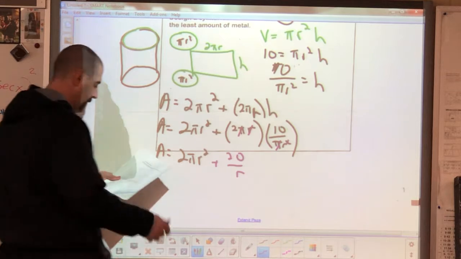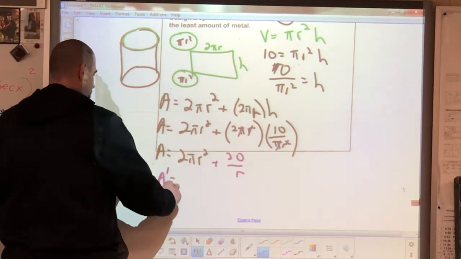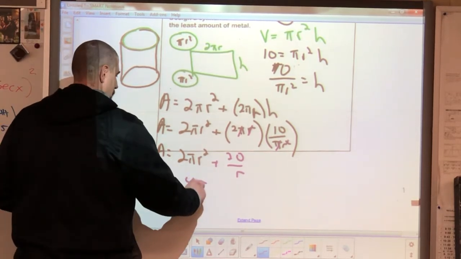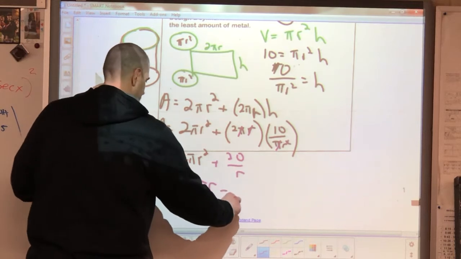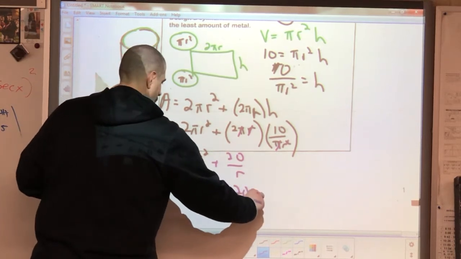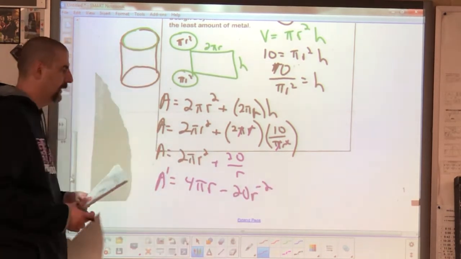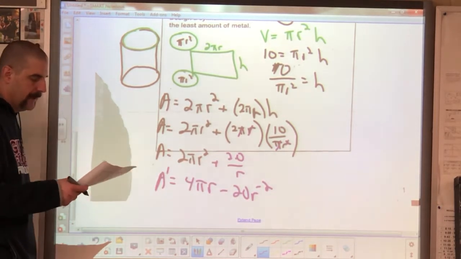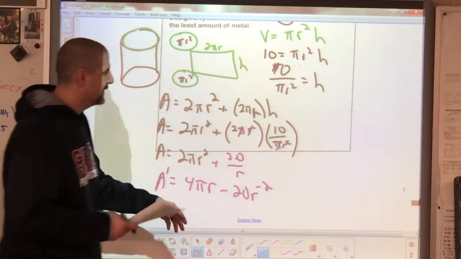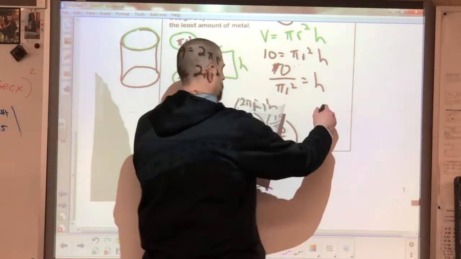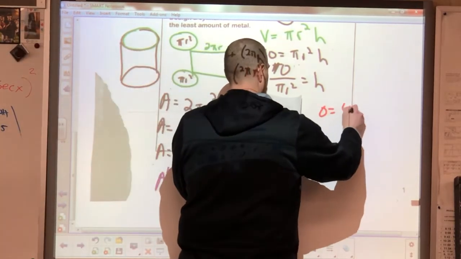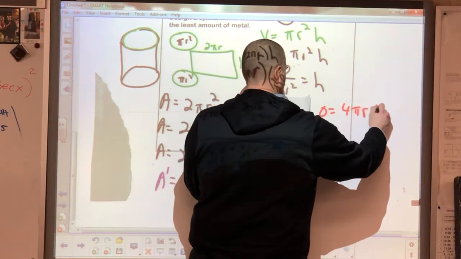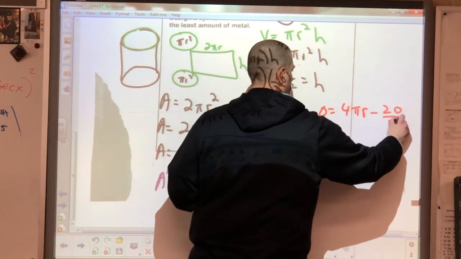Now take the derivative. So we get A prime is equal to 4 pi r minus 20 r to the negative 2 power. Again, that's 20 over r, which is 20 r to the negative 1 power. Again, take the derivative, set it equal to 0. So we're going to go ahead and do that over here. So we're going to get 0 equals 4 pi r minus 20 r to the negative 2.